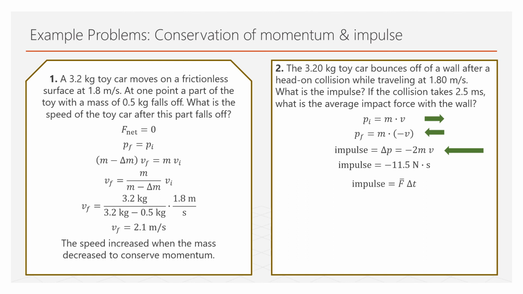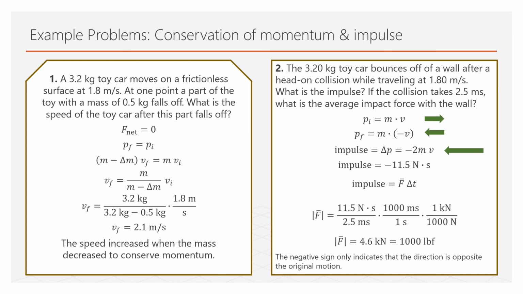The impulse momentum theorem tells us that the impulse is equal to the average force multiplied by the time interval. We can then solve for the force by dividing by the time, and then converting milliseconds to seconds and newtons to kilonewtons, we get this expression. After performing the arithmetic, we get that the average force is 4.6 kilonewtons, which is approximately 1,000 pounds of force. The negative sign only indicates that the direction is opposite the original motion. Here, this force would be opposite the direction of the original motion. That's what causes it to change direction.